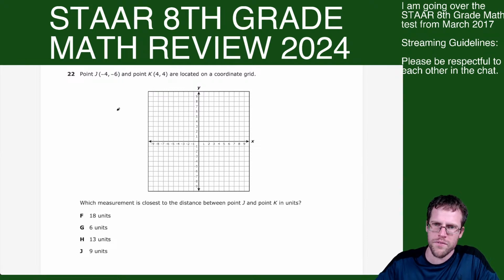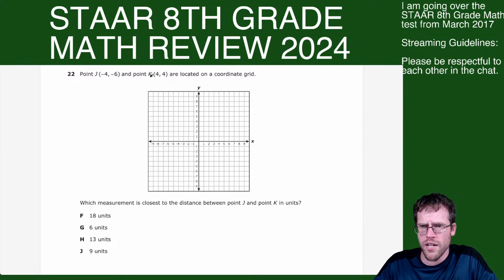Okay. Awesome. So we have point J and K. Oh, JK, look at that. I wonder if that was done on purpose. So here, which measurement is closest to the distance? All right, so I'm just thinking out loud. -4, -6. I plot these points. So here's point J, and point K is at 4, 4. Okay, so to find the distance between them, this is a Pythagorean theorem concept. So if you want to get the distance between 2 points, what you could do is go rise over run. You could go up, and then you could go over.